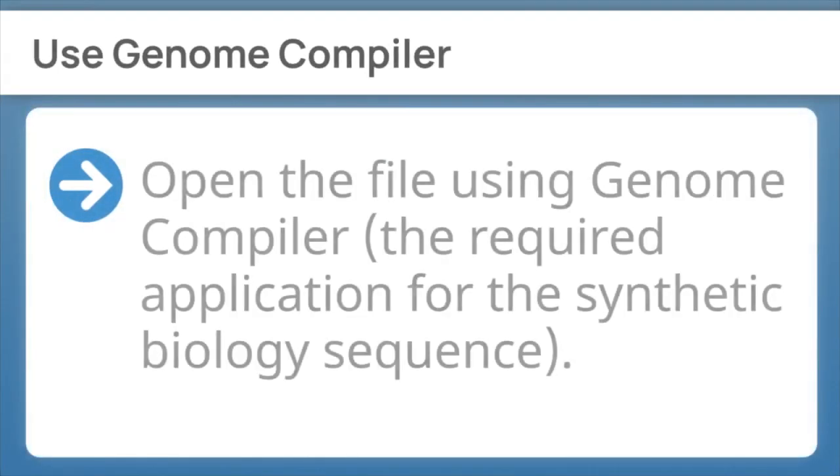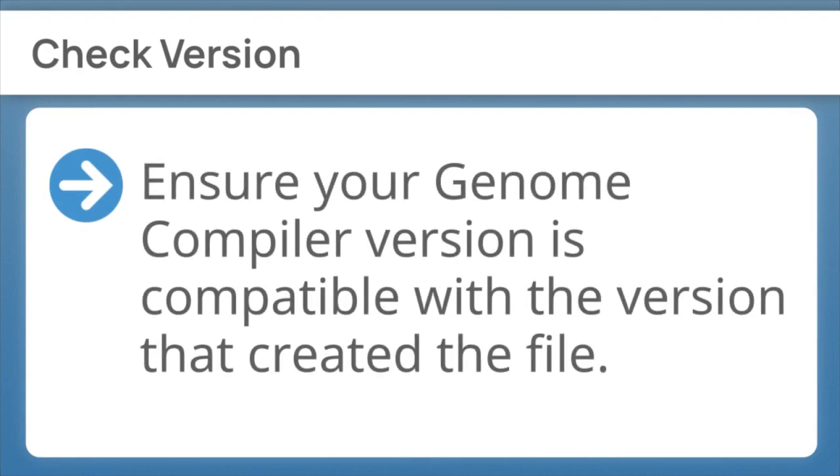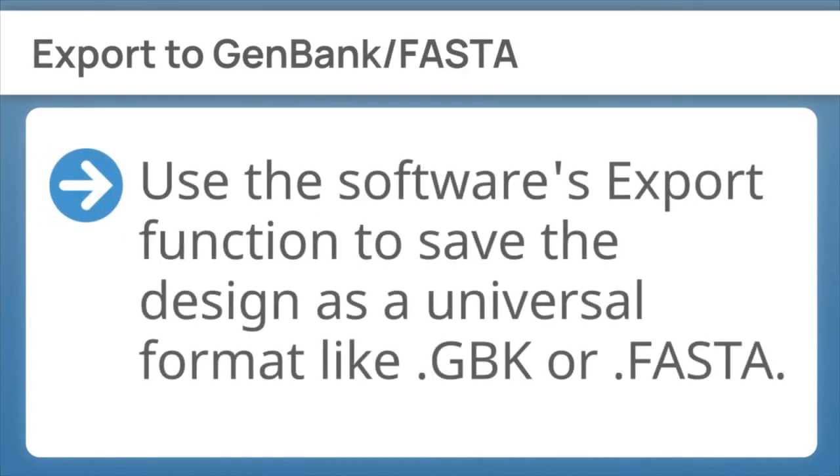First, use Genome Compiler. Open the file using Genome Compiler, the required application for the synthetic biology sequence. Next, check the version. Ensure your Genome Compiler version is compatible with the version that created the file. Finally, export to GenBank or FASTA. Use the software's export function to save the design as a universal format like .gbk or FASTA.